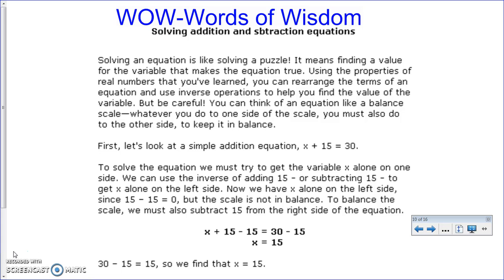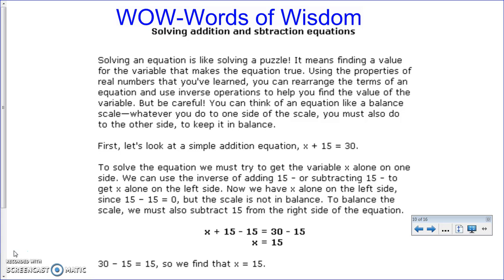But be careful. You can think of an equation like a balance scale. Whatever you do to one side of the scale, you must also do to the other side to keep it in balance. First, let's look at a simple addition equation. x + 15 = 30. To solve the equation, we must try to get the variable x alone on one side.